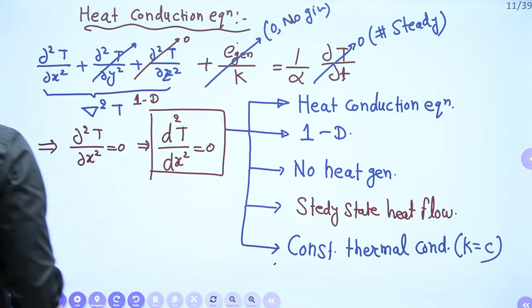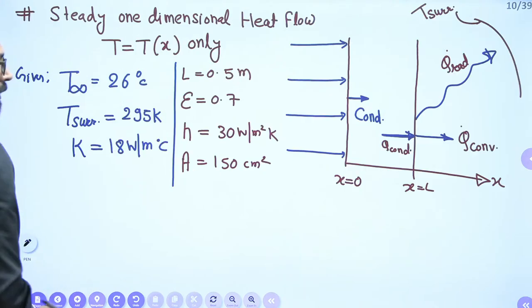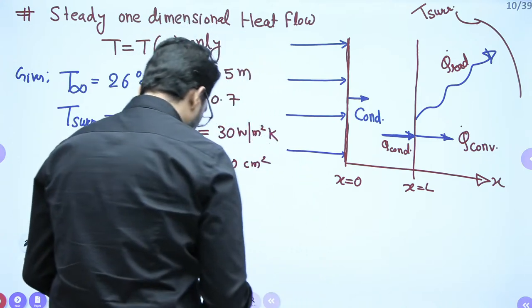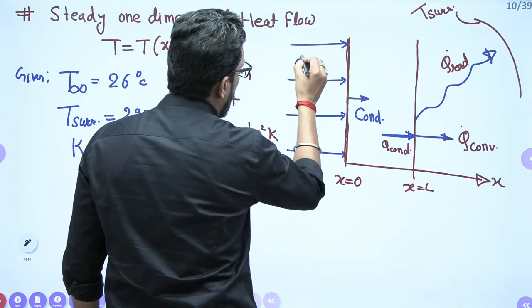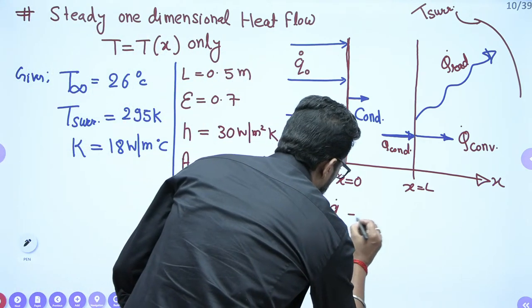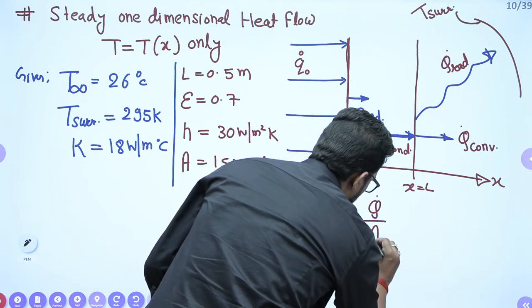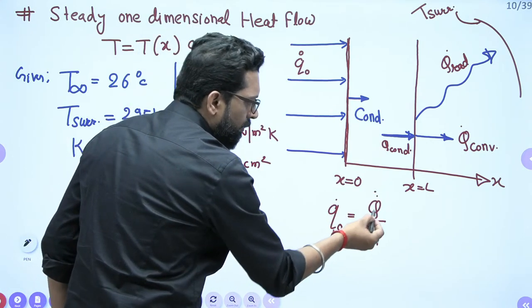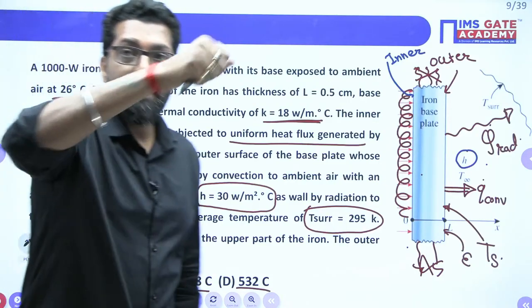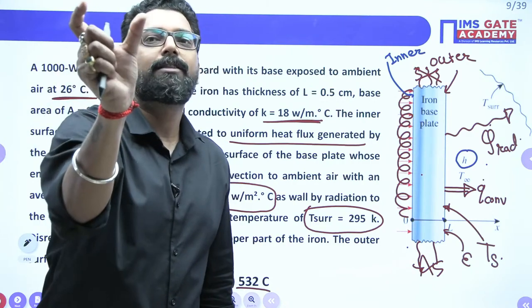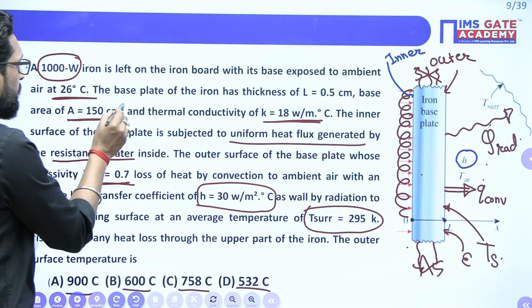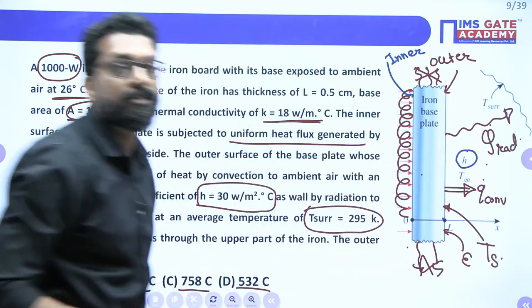Now, see, on this face there is heat flux. What is the heat flux there? We calculate it on a per unit area basis. What is the heat flux at x is equal to 0? We know that heat flux is equal to total heat transfer divided by area. Q dot is power, joule per second. If there is an iron, you know its power, because when you buy the iron, the power it will consume is given. So this power is 1000 watt. Divided by area, you can easily calculate the heat flux.